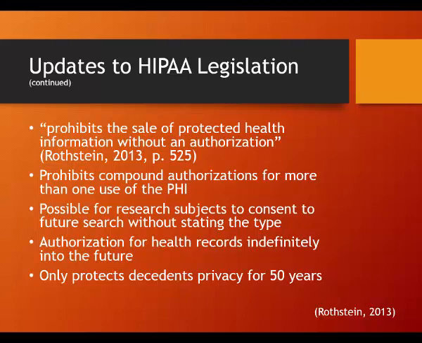Third, it made it possible for the research subject to consent to research in the future without stating the type of research. And next, it permits researchers to obtain authorization for the participants' health records indefinitely into the future. And finally, it addressed the incident of descendant health record disclosure. The new rule only protects the privacy of health records for 50 years.